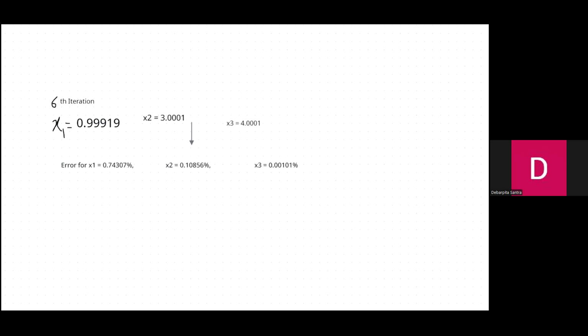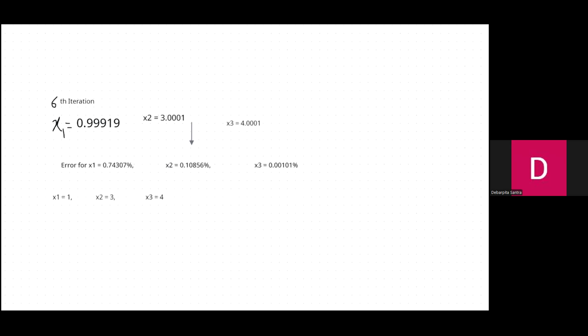Okay, so now you stop and you just tell that you have obtained the solutions for our set of linear equations. So the value of x1, if you approximate 0.99919, you find it as 1. The value of x2 is 3.0001, so this is 3, and the value of x3 is 4. Okay, so that is the final answer.